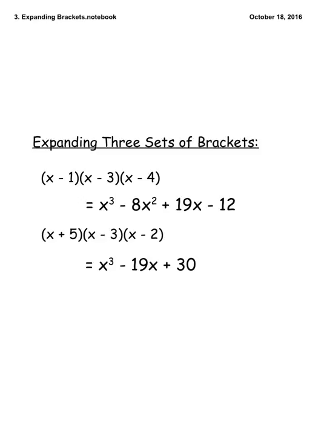Okay, so the answer to your first treble bracket is x cubed take away 8x squared plus 19x minus 12. And your second answer is a bit unusual because you don't have an x squared term. You just get x cubed take away 19x plus 30.